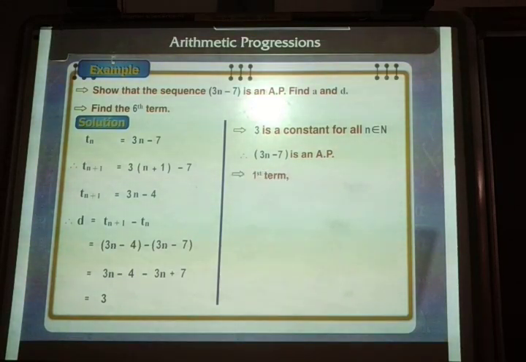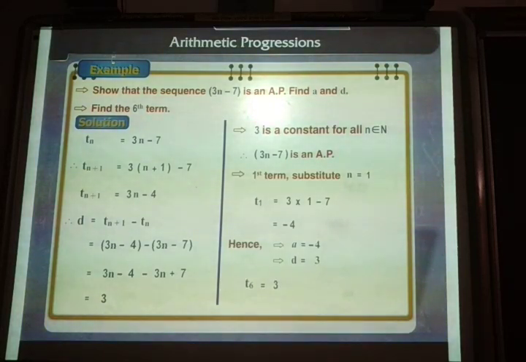For the first term, substitute n is equal to 1. T1 is equal to 3 into 1 minus 7 is equal to minus 4. Hence, A is equal to minus 4 and D is equal to 3. For the sixth term, substitute n is equal to 6. T6 is equal to 3 into 6 minus 7 is equal to 11.